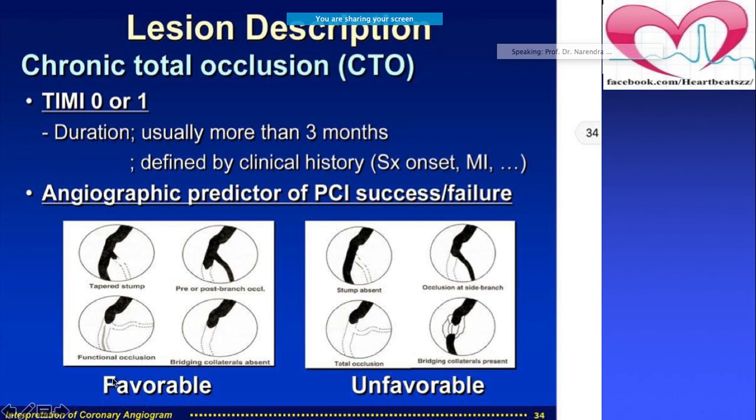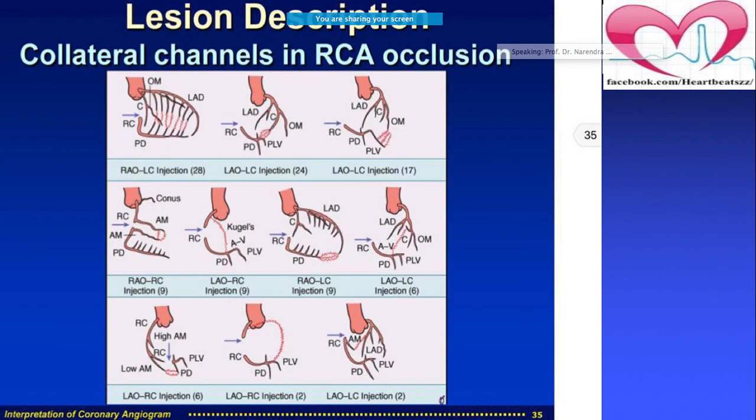So now, since you know the favorable anatomy, there are also coronary artery anatomies which can be unfavorable, in which it may be very, very difficult to get a good occlusion. For example, if the stump is absent, or there is occlusion at the side branch, or total occlusion, or bridging collaterals are there as well. The concept of collaterals is very important. Why? Because even if one vessel may be occluded, if there are good collaterals, then blood may flow to that segment reversely from the other side.